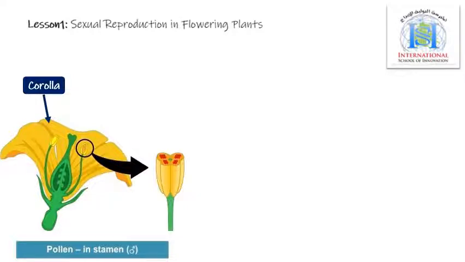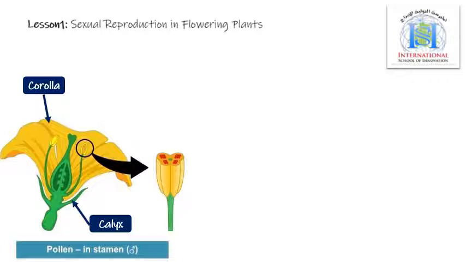Flowers also have leaf-like structures that protect the flower as it grows. Each one of these leaf-like structures is called a sepal. The group of sepals is the calyx. The flower shown is a perfect flower.